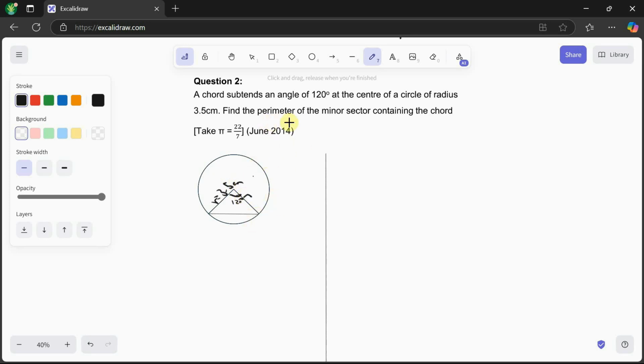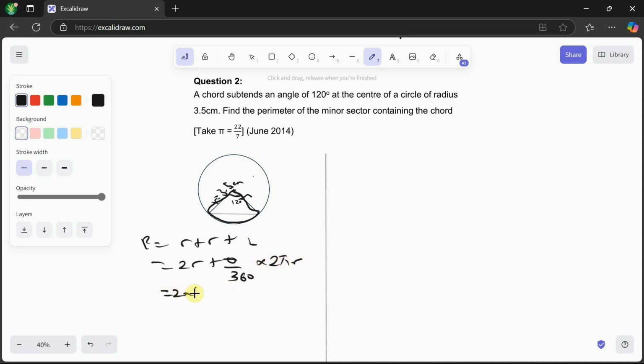So it says find the perimeter of the minor sector. This is the minor sector, this guy here, and this is the major sector. So it now says that we should find the perimeter of the minor sector containing the chord, and we should take pi to be 22/7. So for the perimeter, we have this, and this. So if you look at it, P will be equal to 2r plus the length of the arc, and the length of the arc is theta over 360 times 2 pi r. We've established that in the previous video.